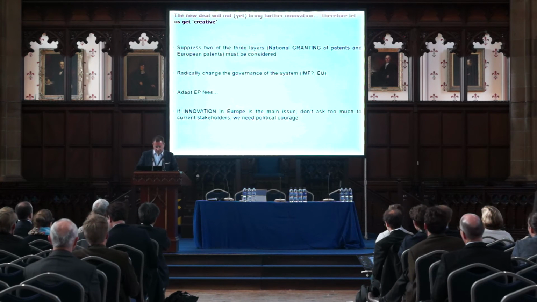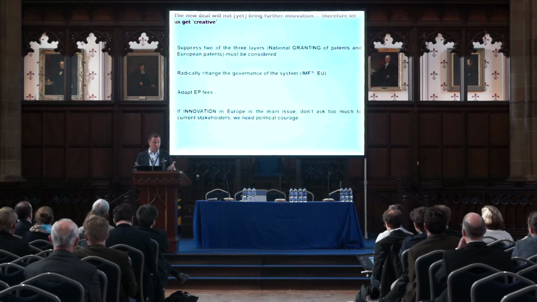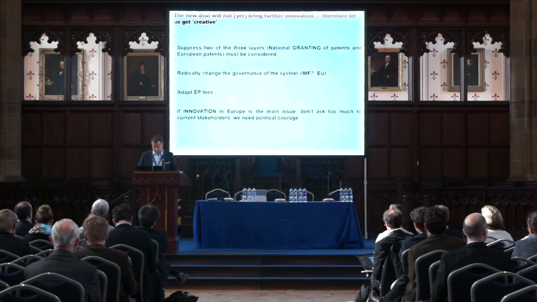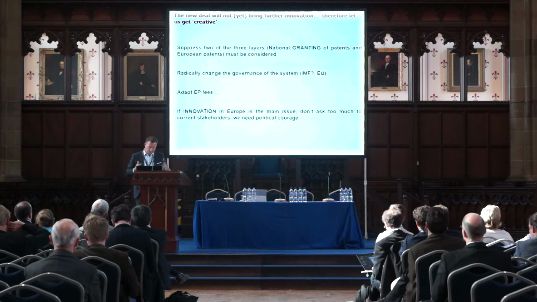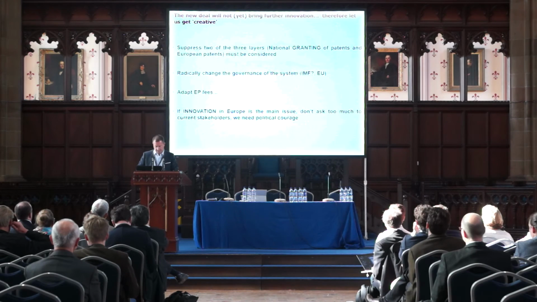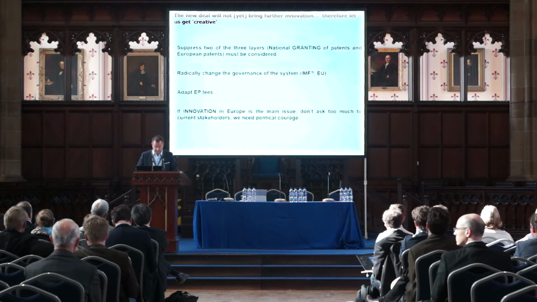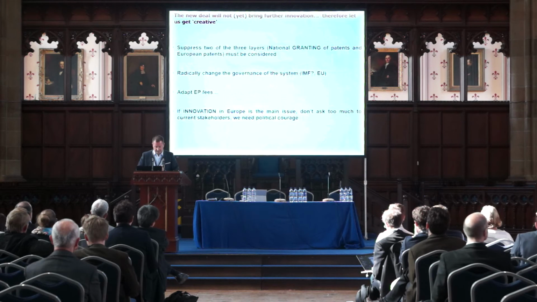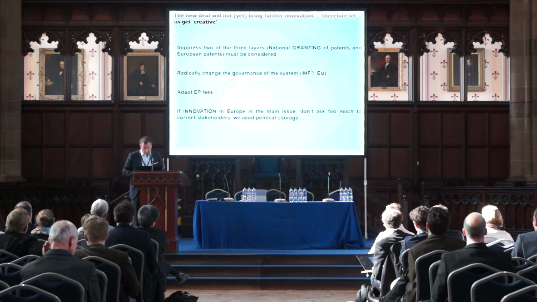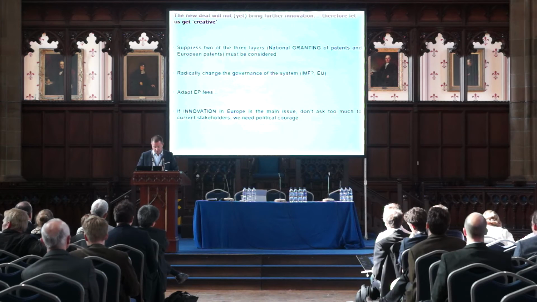So a few suggestions. We should suppress 2 of the 3 layers, because otherwise it's incoherent. Like in the US, you don't have a patent for Los Angeles, for New York, for whatever, Minnesota. You have a patent for the US, 1 patent for China, and this is what we should look at. The governance of the system, well, maybe Esther will talk a little bit about it, but within the EPO, when you look at the board, of course, it's a very complex institution. Adapt EP fees instead of the rest.